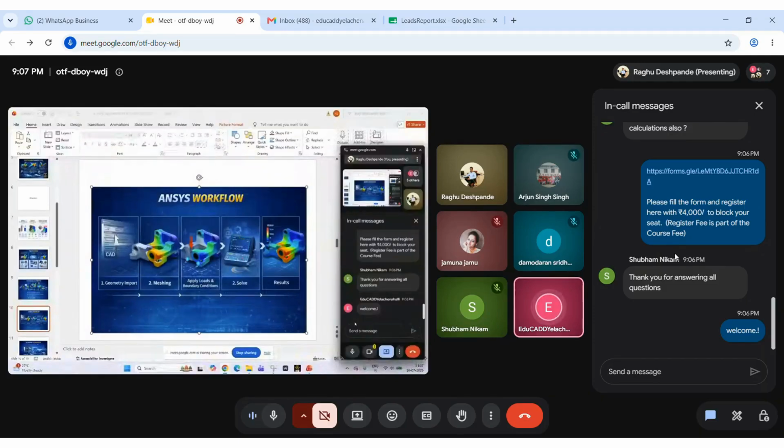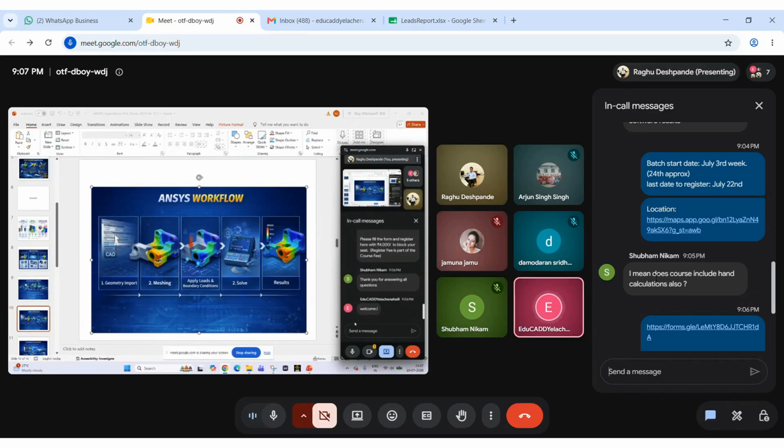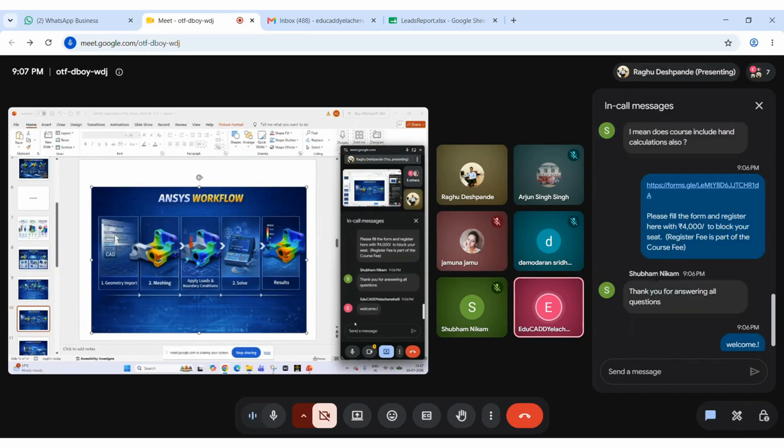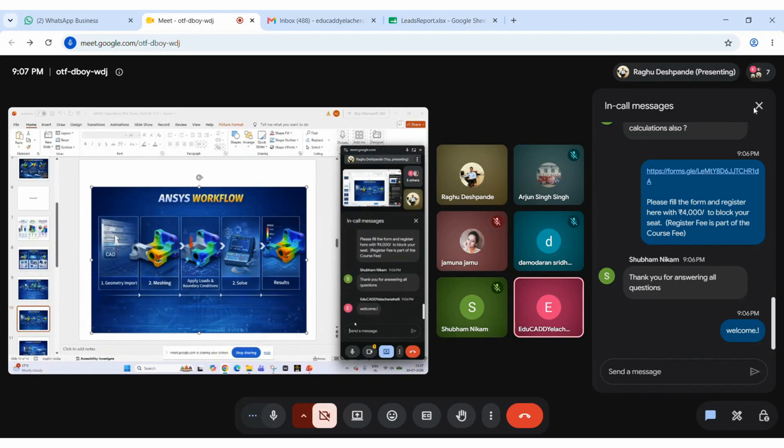Thank you. I have given the registration form here as well. You can contact me or Jamuna, and we can help you in filling up the registration form. By next week, probably we'll be starting the batch as I mentioned here. Hope to see you all there. Okay, all the best. Thanks for your time, everyone.